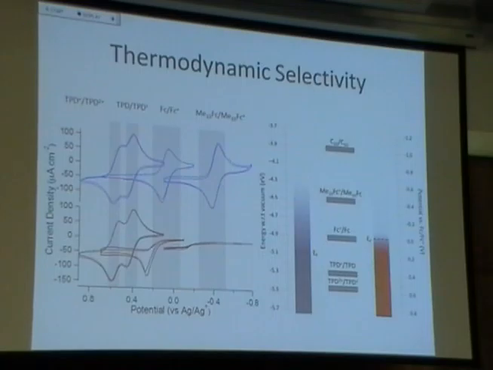Okay, so this is what I mean when I say thermodynamic selectivity. I've shut off the pathway here for this redox transfer. You see a little bit of current just through sheer leakage or the kT.